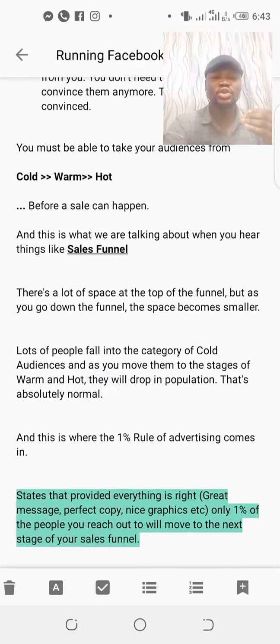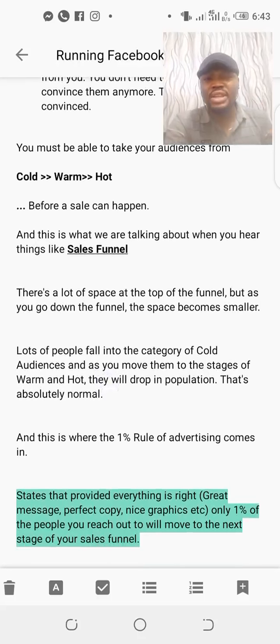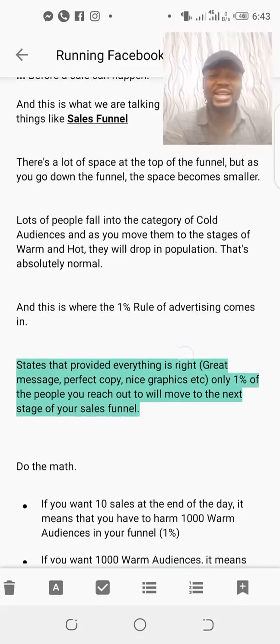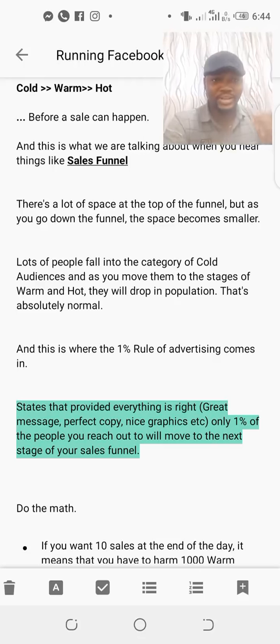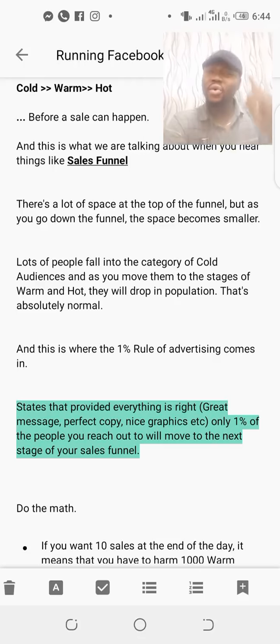And this brings us to what I call the 1% rule of advertising. It states that provided everything is right, which means your message is great, your copy is perfect, you have nice graphics, you have very compelling video stories, only 1% of the people you reach out to will eventually move to the next stage of the funnel. Only 1%. So let's do the maths very quickly.